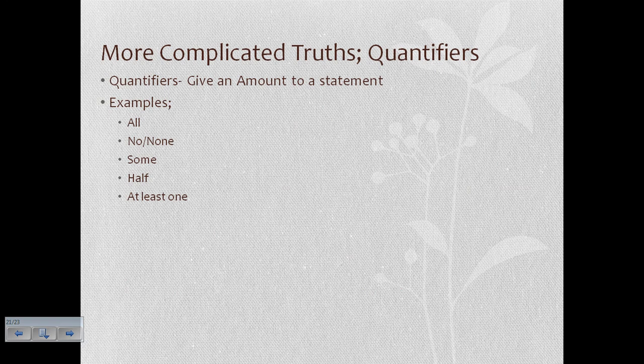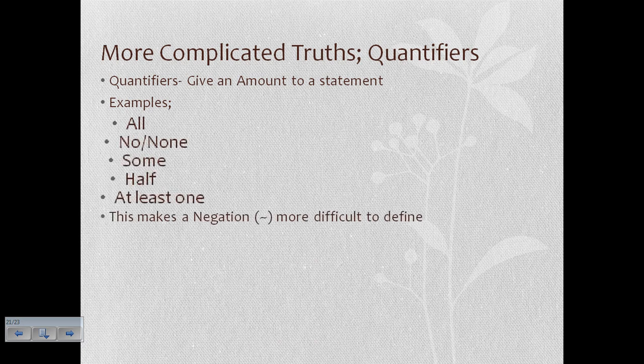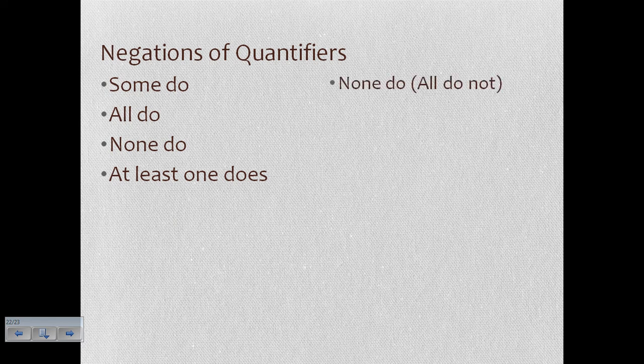The other thing that you might see in this section has to do with all and nones, and these tend to be a little bit harder actually than the actual truth tables. And if you look at the 3.1 section, there's a little diagram that shows you the opposites. All, no or none, some, at least one, half. Those are all different qualifiers that we're going to look at. When you negate these, it's probably not what you would think. The negation of some do is none do, not all.